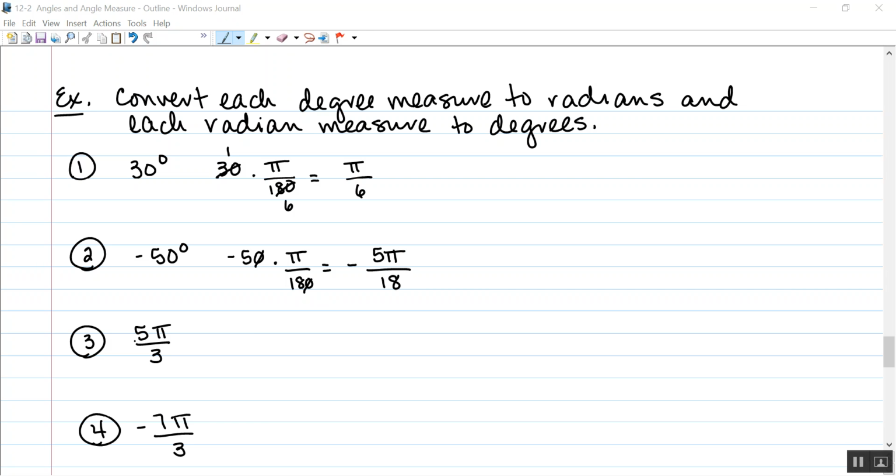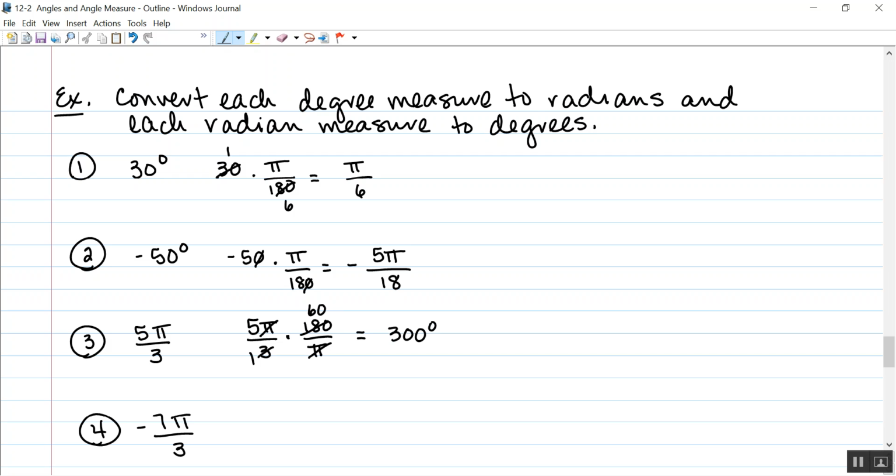Example number 3 here is 5 pi over 3, and since that's in radian measure, I need to convert it to degrees. Degrees does not have pi, so I have to do something so that I can cancel out that pi. So that means I'm going to do 5 pi over 3, and I'm going to multiply it by the expression that has pi on the bottom, 180 over pi. Because now my pi's will cancel out, because I can't have pi in degrees. And this is going to turn into 60, so 5 pi over 3 is equal to 300 degrees.